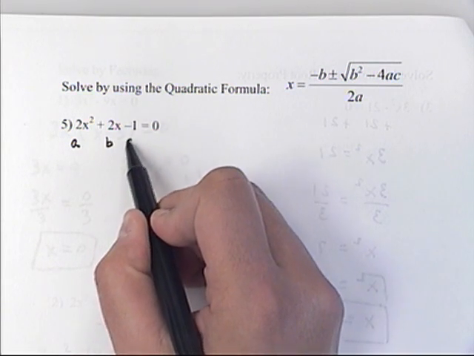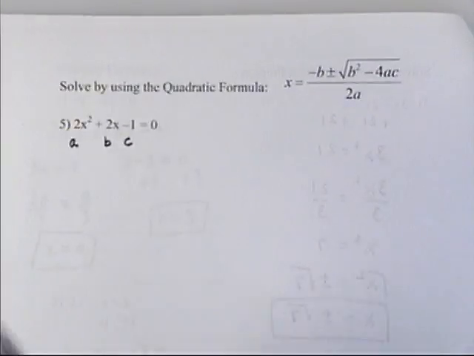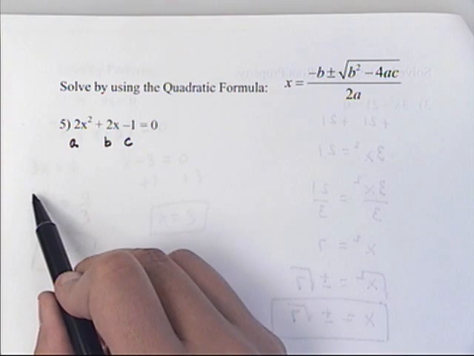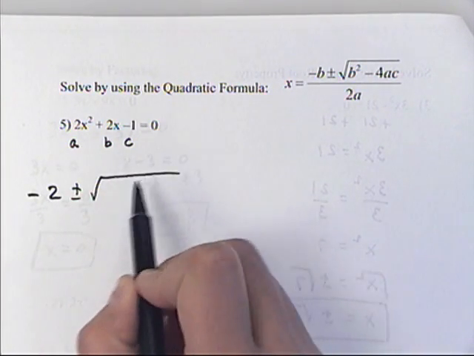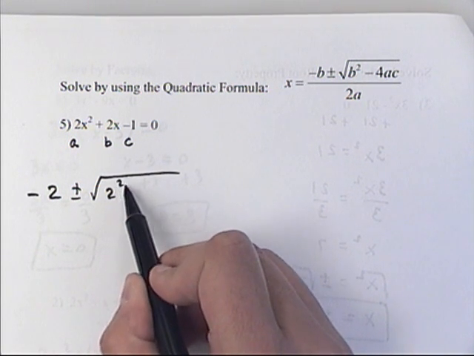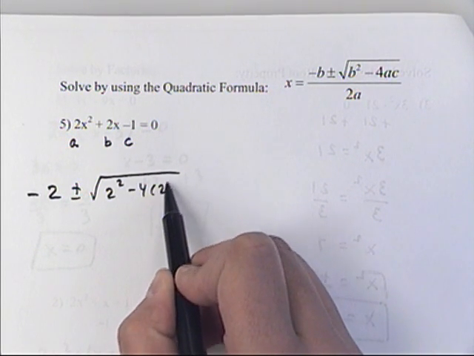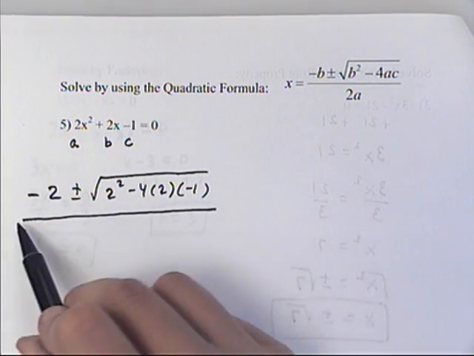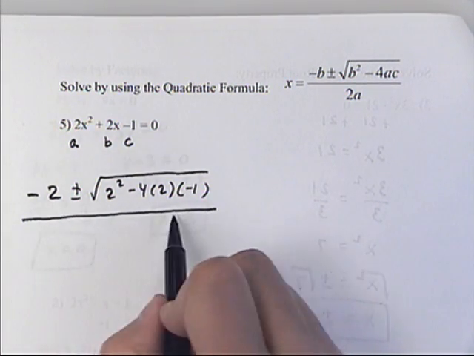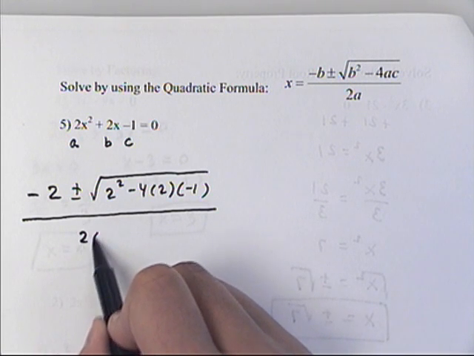A is 2, B is also 2, and C is negative 1. So as I start placing these values, negative b plus or minus the square root of b squared minus 4 times a times c all over, don't forget this bar goes all the way underneath everything, not just one part, 2 times a.